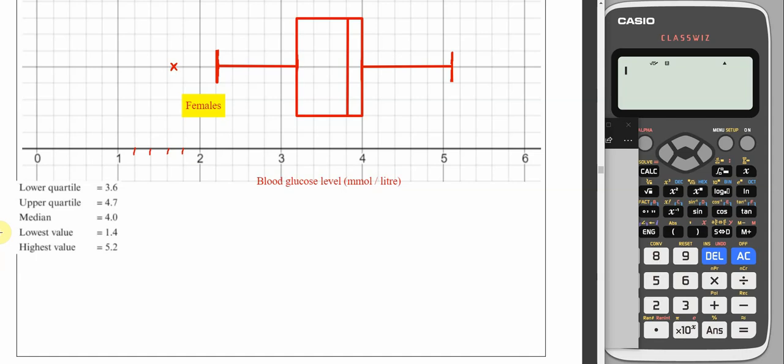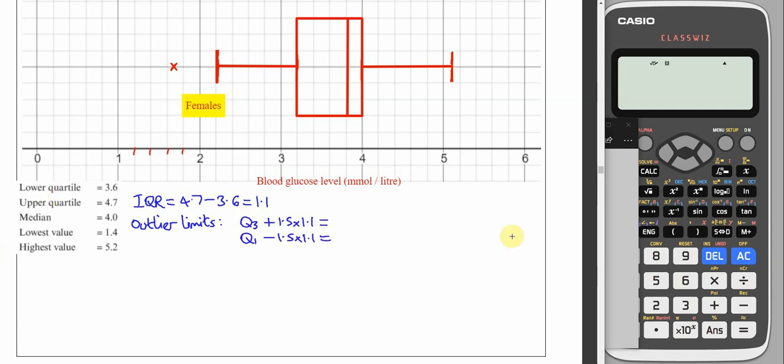We were told to use the rule of the upper quartile plus 1.5 times the interquartile range, or the lower quartile take away 1.5 times the interquartile range. So we need to know what the interquartile range is. Upper quartile take away lower quartile, that's 1.1. From that we can get our outlier limits. So it's either the upper quartile plus 1.5 interquartile ranges, or the lower quartile take away 1.5 interquartile ranges.